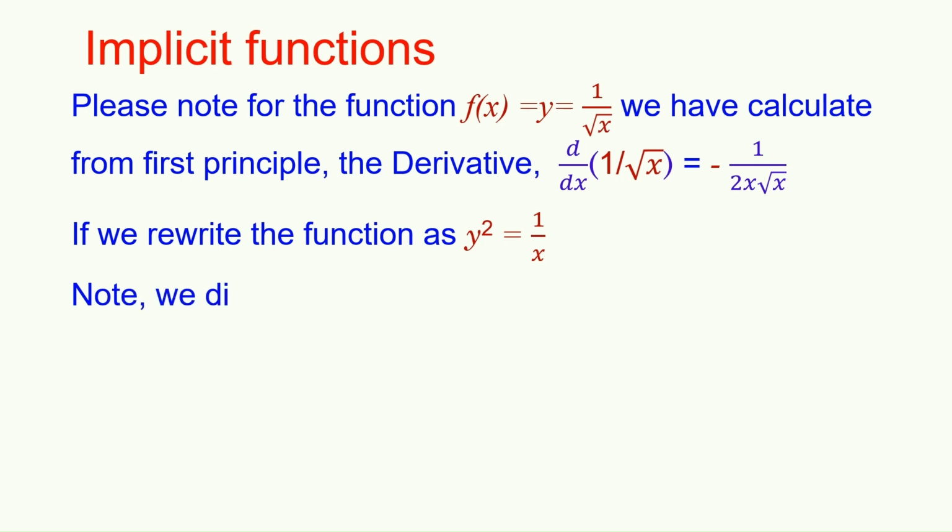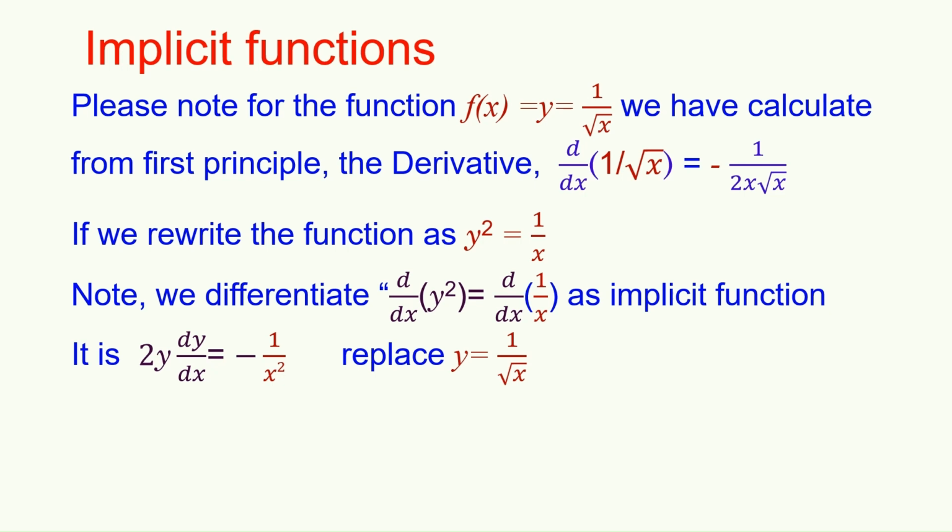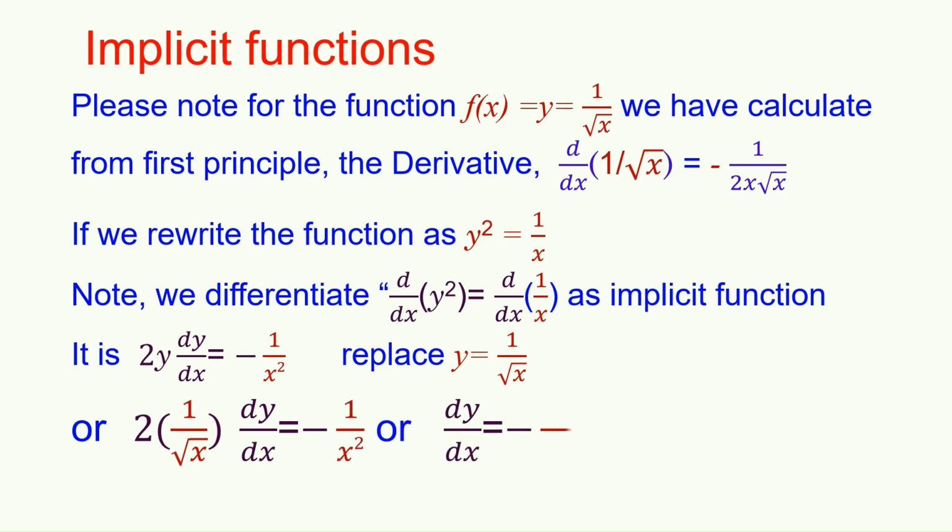If we rewrite the function as y squared equals 1 divided by x, we differentiate d/dx of y squared equals d/dx of 1 divided by x as an implicit function. It is 2y dy/dx equals minus 1 divided by x squared. Replace y equals 1 divided by the square root of x, or 2 times 1 divided by the square root of x times dy/dx equals minus 1 divided by x squared. Or dy/dx equals minus 1 divided by 2x times the square root of x.